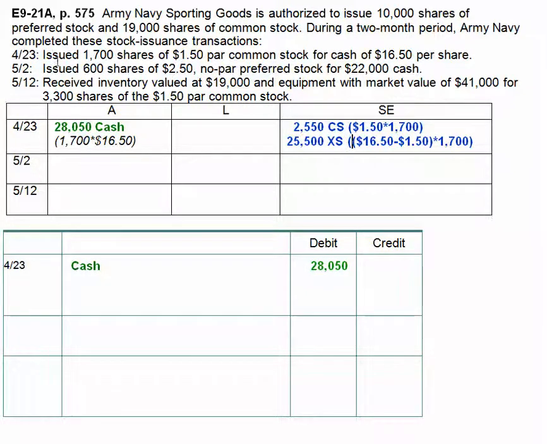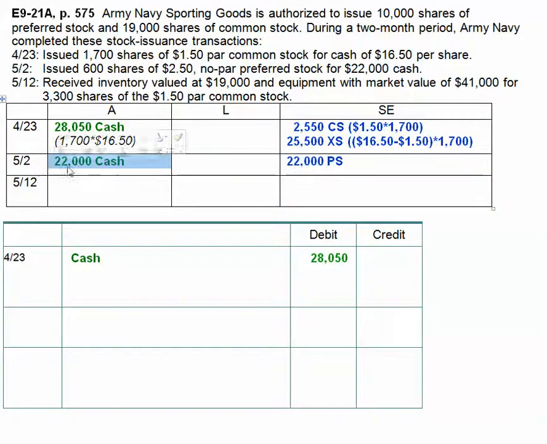Okay. On 5/2, they issued 600 shares of $2.50 no par preferred stock for $22,000 in cash. So in this case, since it's a no par, it means there is no need to split out your stock in excess. In other words, companies are allowed to have no par stock. Some states allow it, but not a whole lot. So the entry would be, okay, we got cash being an asset, 22,000. We gave up stock. What kind of stock, though, is preferred?